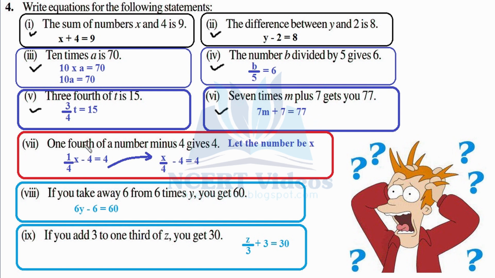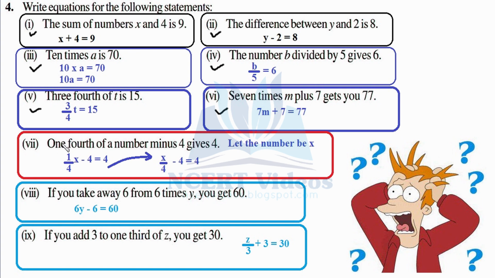Now again like this, 1/4, that means 1 by 4 of, and "of" means multiplication. A number minus 4 gives you 4. Well, they haven't mentioned this variable. They have simply written it as number. So we can assume it to be x, y, z, any variable you want to consider. It's upon your wish. You can decide any alphabet from A to Z. So in our case, let the number be x. We assign this number as x.